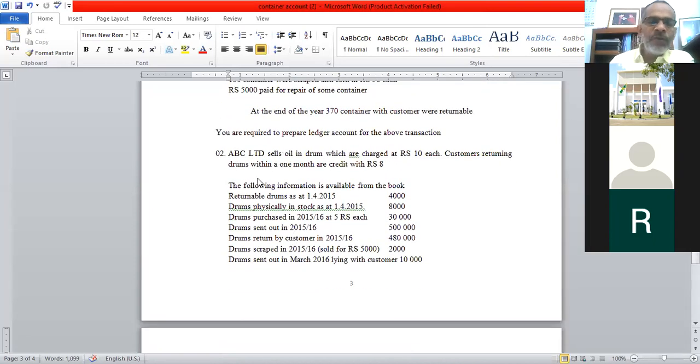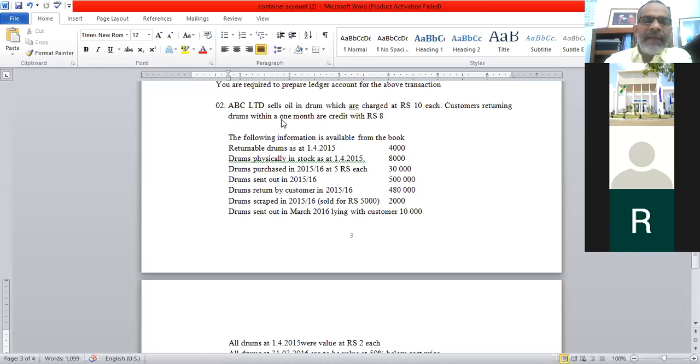Look at here. Example number 2. ABC Limited sells oils in a drum which are charged at 10 rupees. Customers returning drums within 1 month are credited. What is the invoice price and the return price?